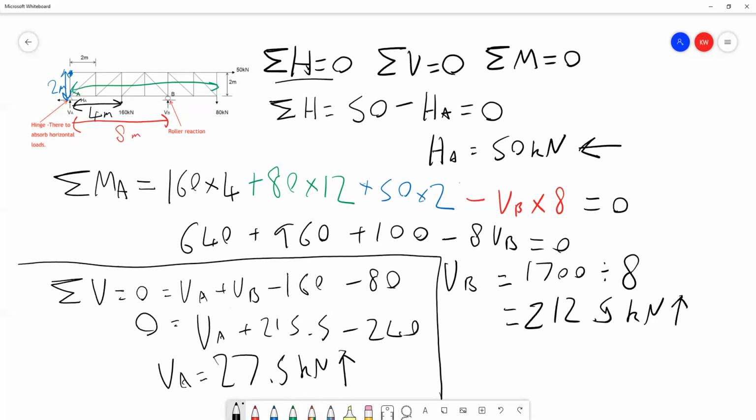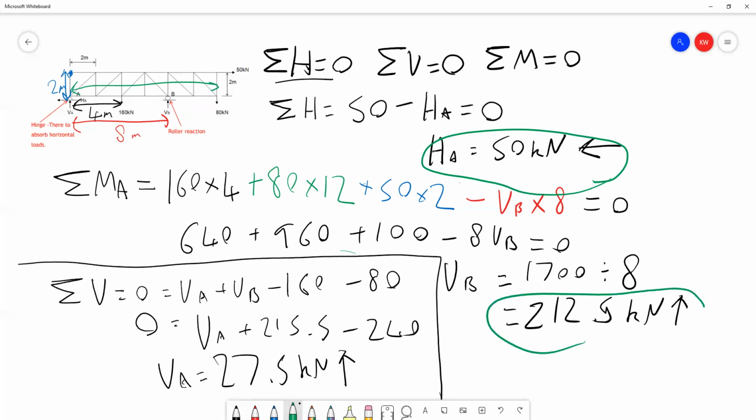So what were we asked to find? We were asked to find HA, and we have done so here. We're asked to find VB, one of the two forces acting up the way, and we've done so here. And we're asked to find VA, which is the other vertical reaction, and we've done so here. So that has been everything we sought to find.